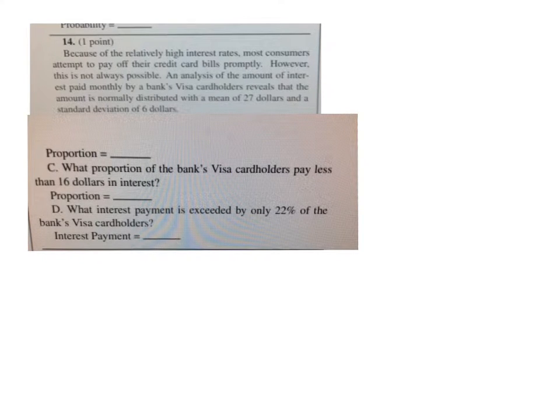Hi Vicky, this question is again similar to the other ones that we talked about on the previous video. They are giving you a mean value, so the mean value is 27, and then a sigma or standard deviation of $6. And you're saying that part D is the only one, I think, for 14 that you were having trouble with. So what interest payment is exceeded by only 22% of the bank's card holders?